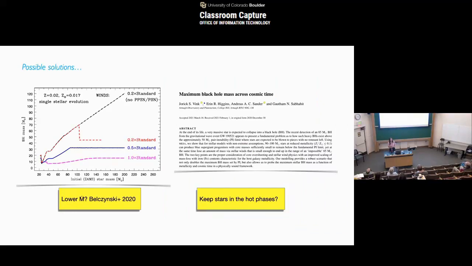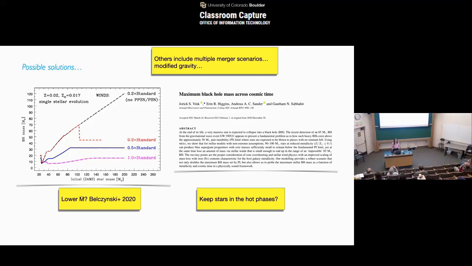So some papers have arbitrarily fiddled about with the mass loss rates, just turning them right down to nothing. And if you do that, then you can move the position of the mass gap. But again, this was just kind of ad hoc, like what happens if we turn the mass loss rates down. Other papers, such as this one, force the stars to stay in the hot region of the HR diagram where the mass loss rates were a bit lower, and that also stopped this mass gap from forming, or moved the position of the mass gap higher.